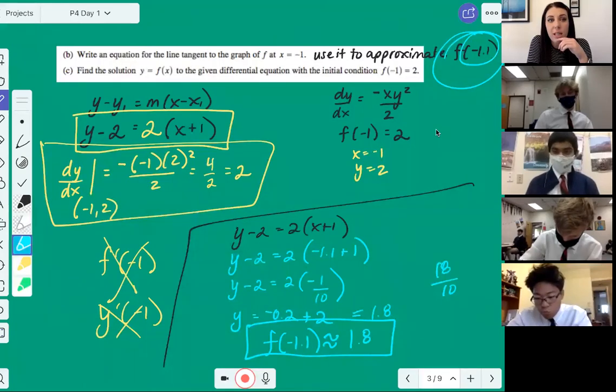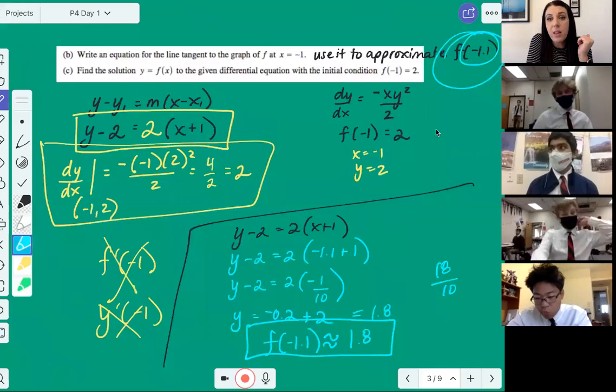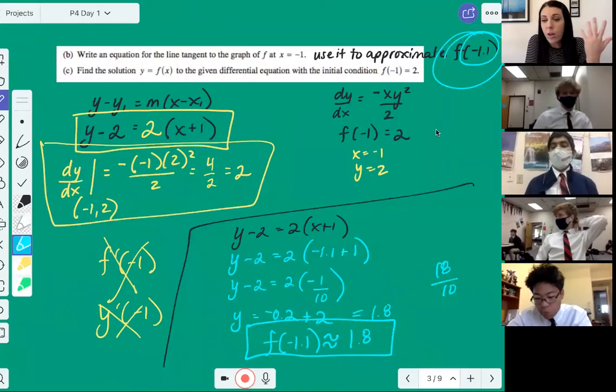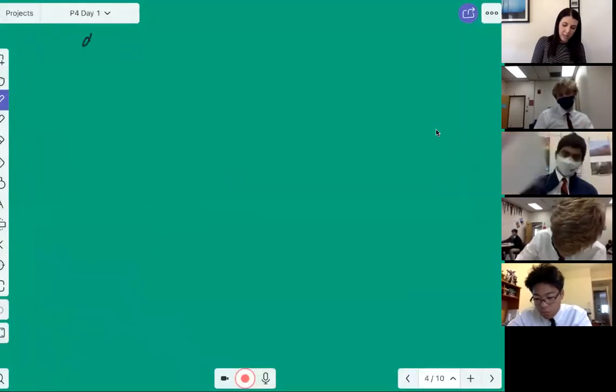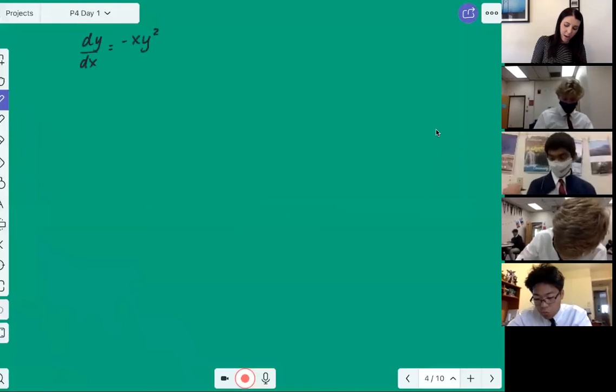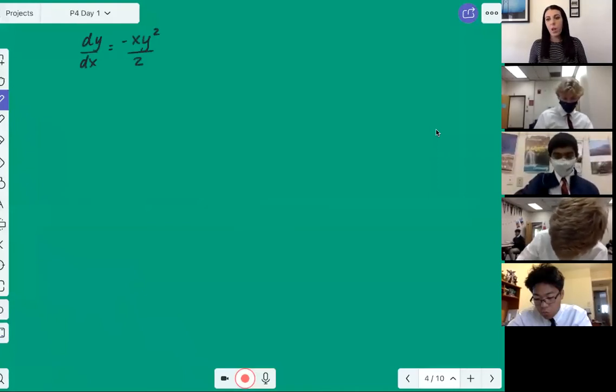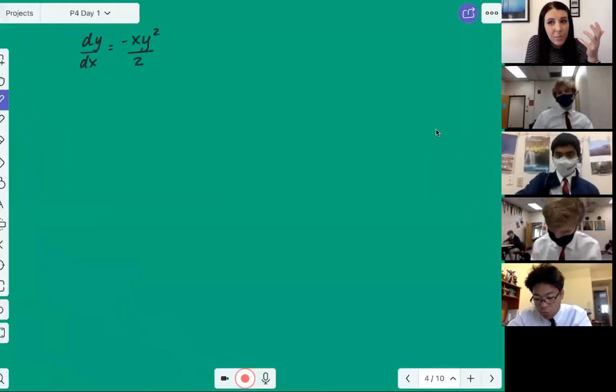So the question, the way it's worded, says find the solution y equals f of x to the differential equation with the initial condition f of -1 equals 2. The other way they might word this is say find the particular solution. And you guys have seen that in a lot of the quests that you did. Okay, so find the solution or find the particular solution. I'm going to go ahead and start a new slide for this one. We get dy over dx is equal to -xy squared over 2. Don't work too far ahead on this one. I want to make sure we're all on the same page and taking the best approach possible.